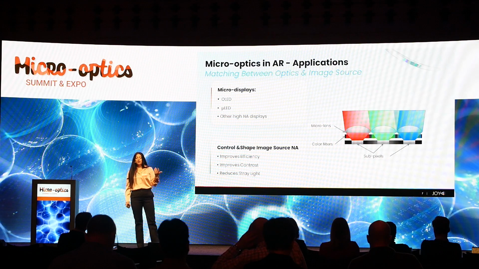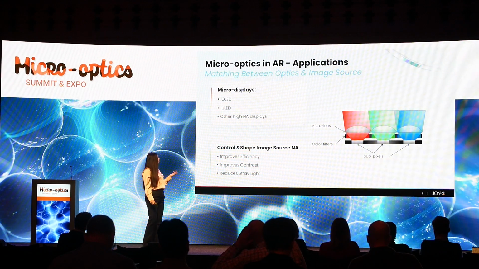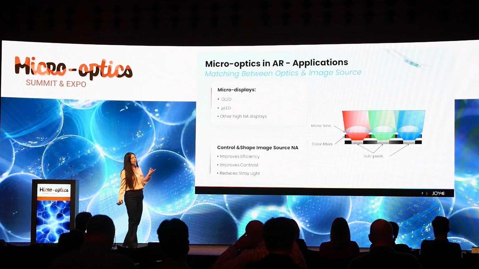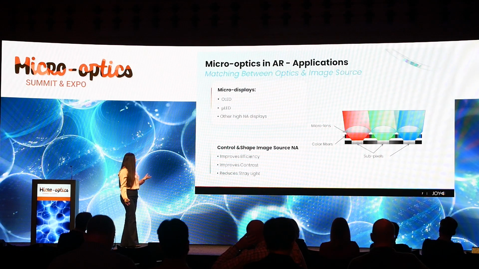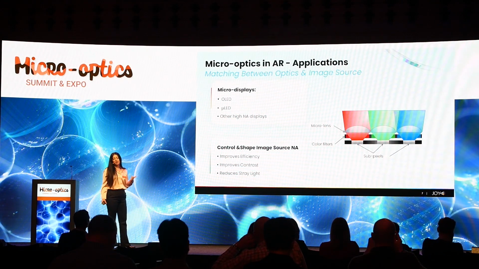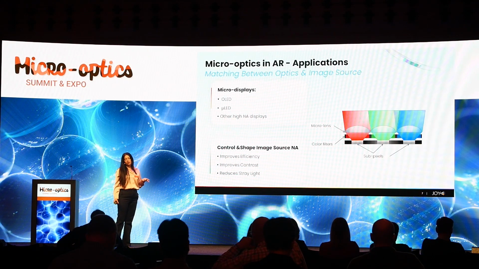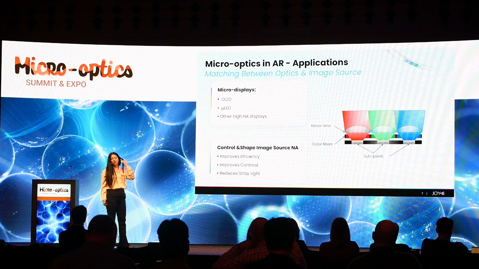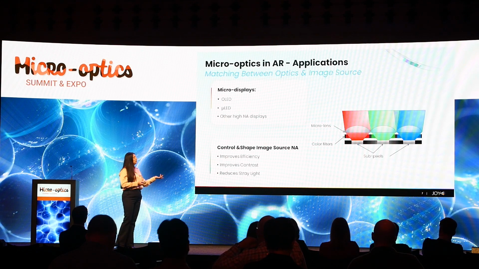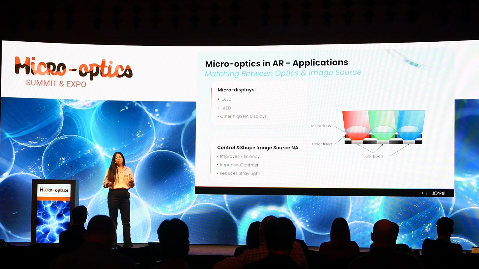And here the idea enables us to control and shape the image source numerical aperture, also to improve efficiency, improve contrast, and also reduce stray light, as in the previous example. So you may ask, why do we need to work this hard to put the micro lenses in all these applications? What does it give on a system level?